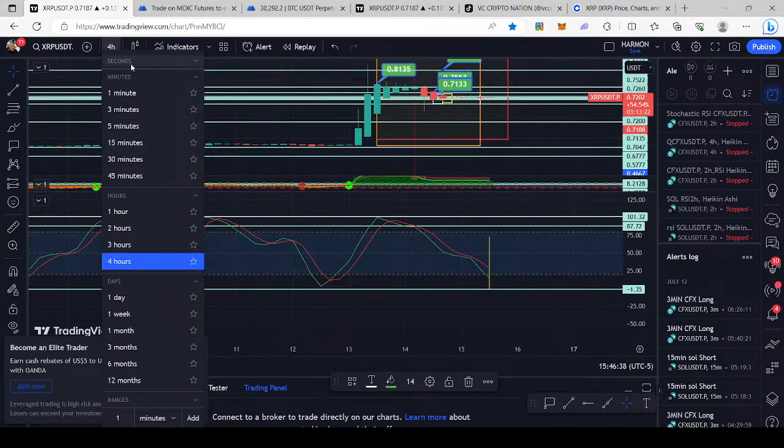For this example, we use the daily time frame, which is down here, the daily, to get the buy signal, okay?